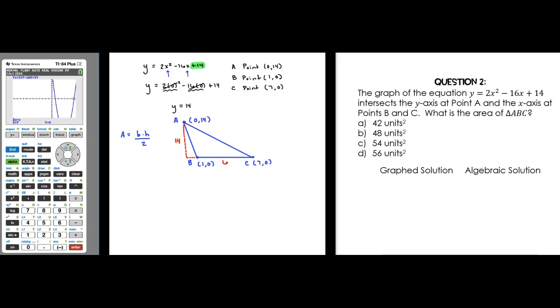Now that we have the base and the height, finding the area will be very simple. For the area, it's just going to be 6 times 14, all divided by 2. We can simplify this fraction real quick before we do any multiplication. 14 divided by 2 is 7, so this simplifies to 6 times 7, which we know, of course, is 42. And this will be 42 units squared, just like that. And we look back at our choices. That's answer choice A.